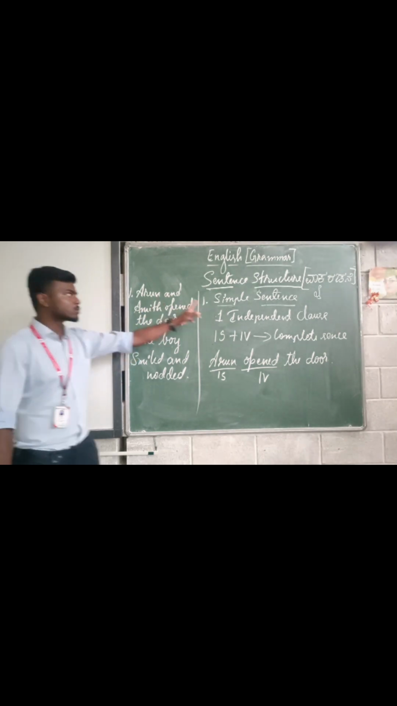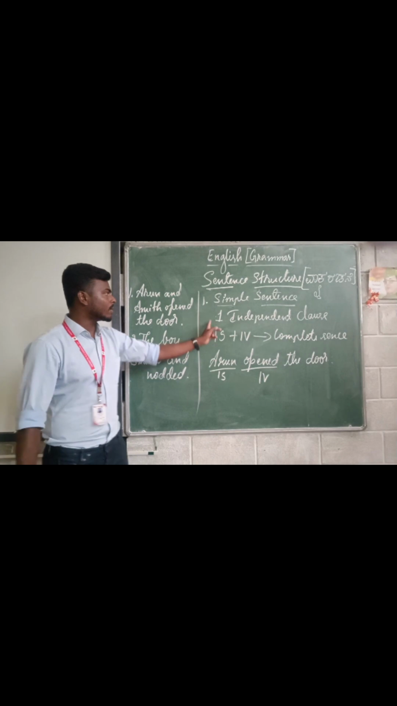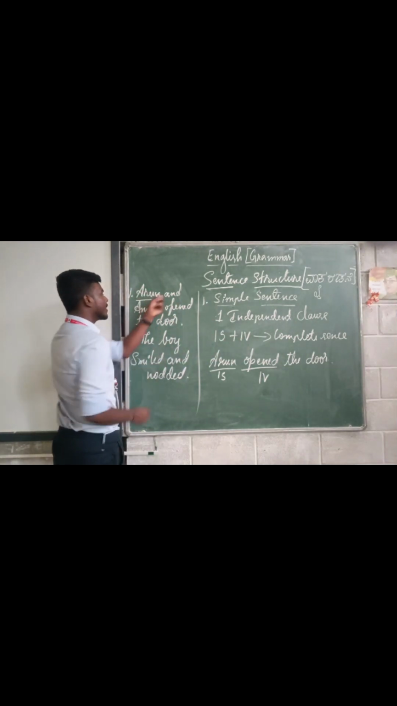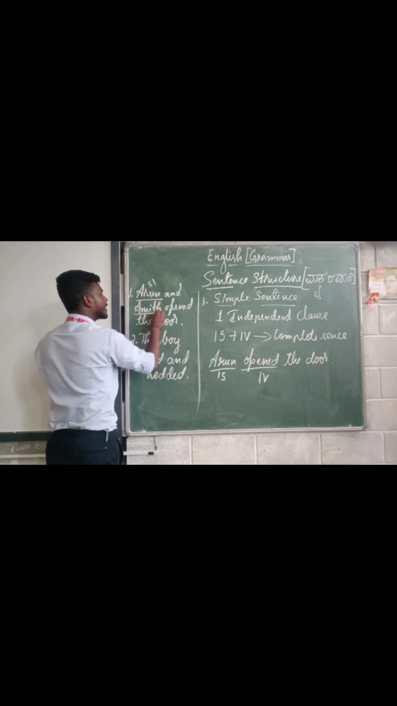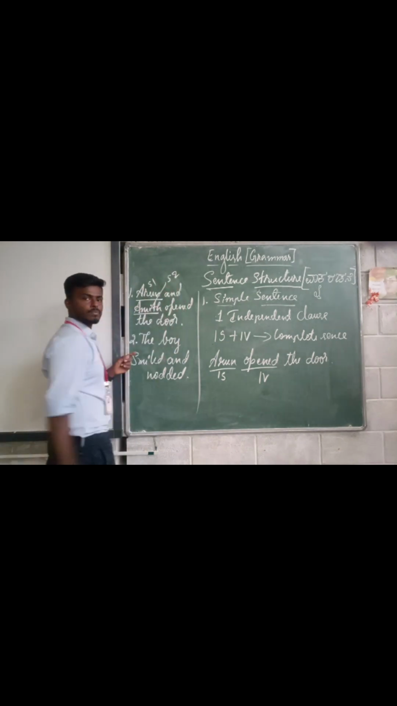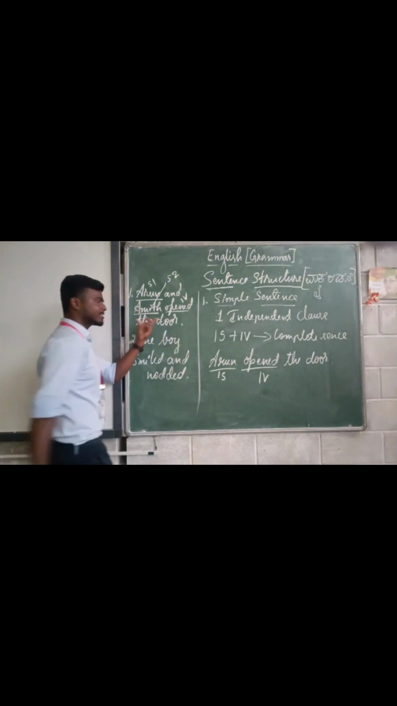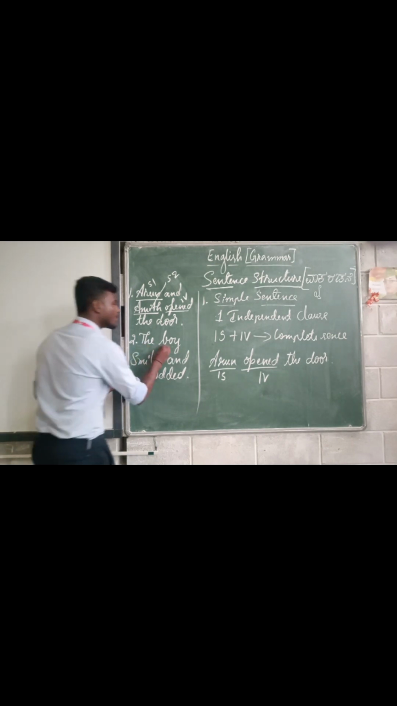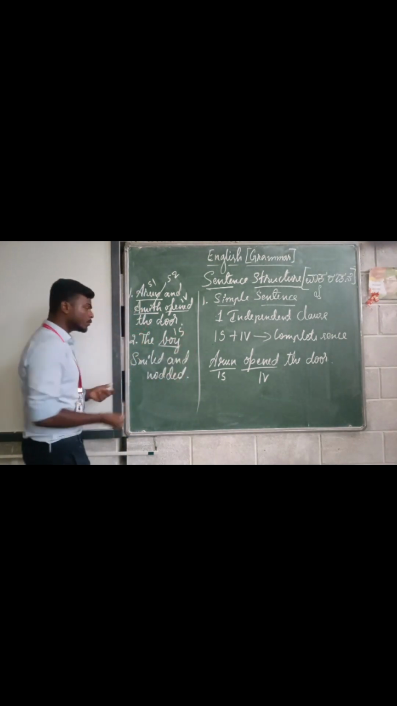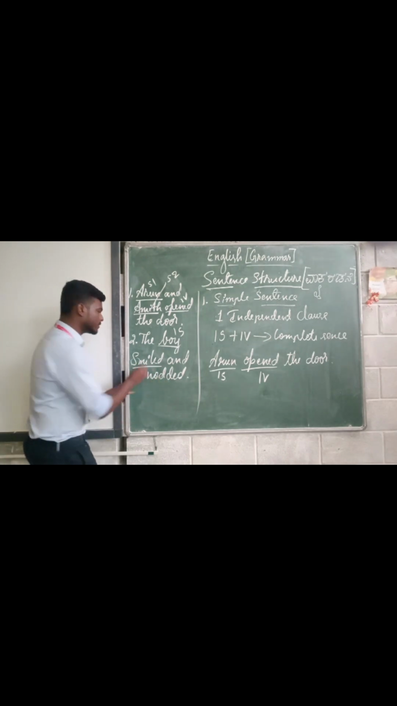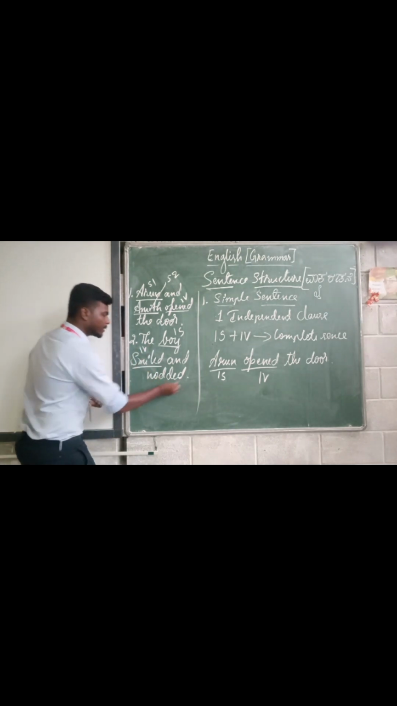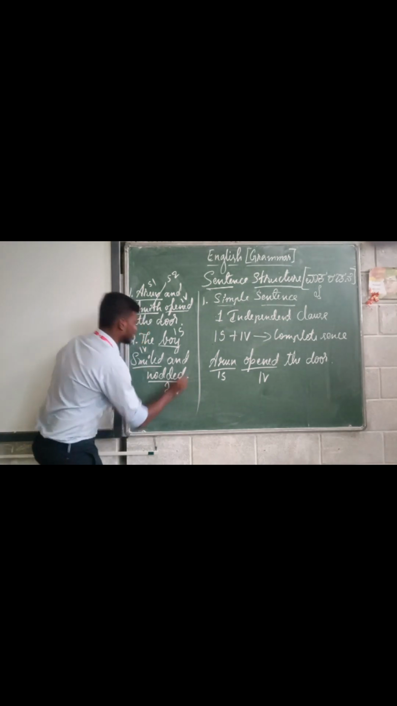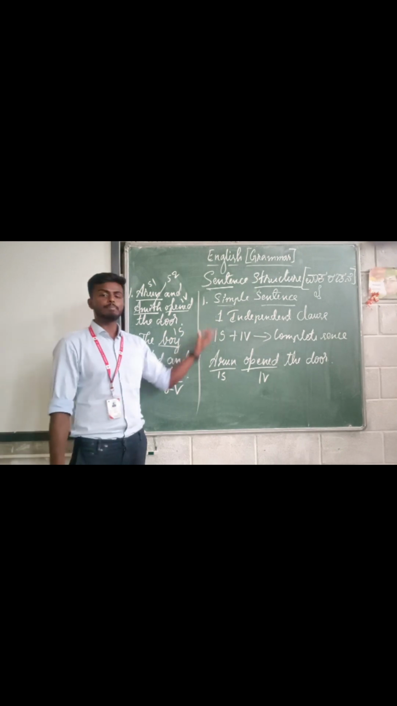I told you that a simple sentence contains one subject, one verb, but here we have two subjects. As you can see here, Arun, subject 1, and Amit, subject 2, and here we have one verb. So this is a simple sentence. In the second example we have one subject and two verbs, that is smiled and nodded. One verb is smiled, the second verb is nodded. Okay, understood? So this is also a simple sentence.